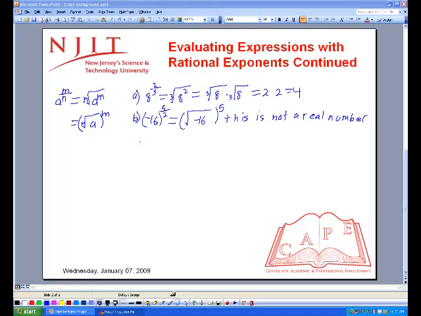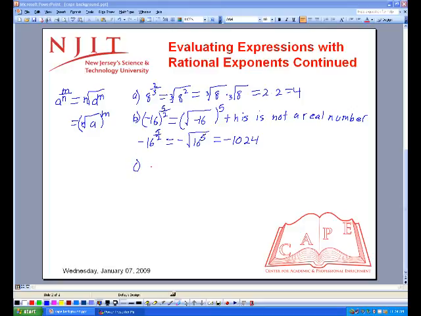But if we have negative 16 to the 5/2 power without any parentheses, it's going to equal negative radical 16 to the 5th power, which is going to equal negative 1024. Notice how different the problems are just because of the parentheses.